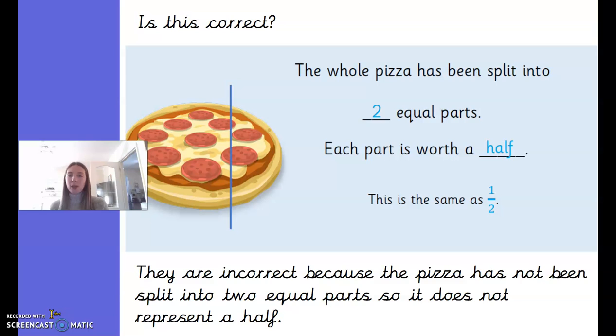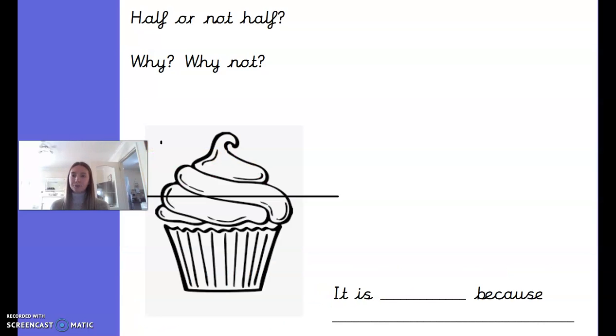So hopefully you have noticed that they are incorrect, and they are incorrect because the pizza has not been split into 2 equal parts. So it does not represent a half because this part is much larger than this part. They're not equal, so it does not represent a half.